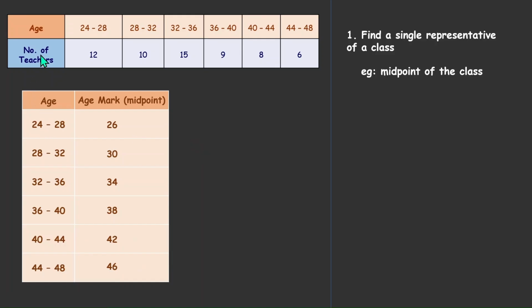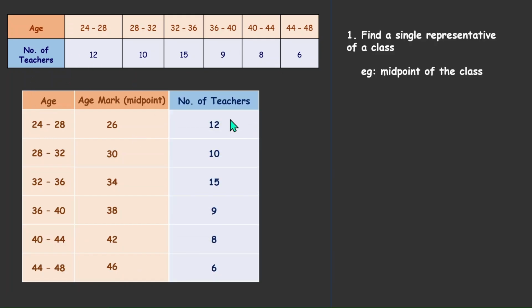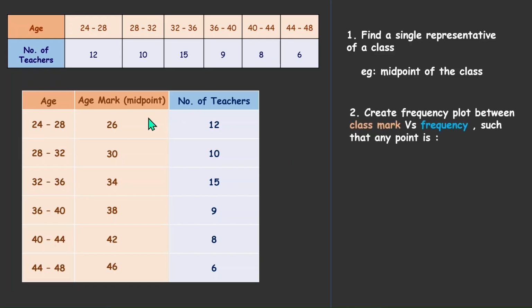And now we can take the frequency, which is the number of teachers, column right here, and then we can construct a graph like this. Because now we can construct a graph between age mark, which is the class mark, versus frequency, which is the number of teachers. So each of our points would be (mark, frequency), where we will write the age mark in the x-axis and the frequency, which is the number of teachers, in the y-axis.